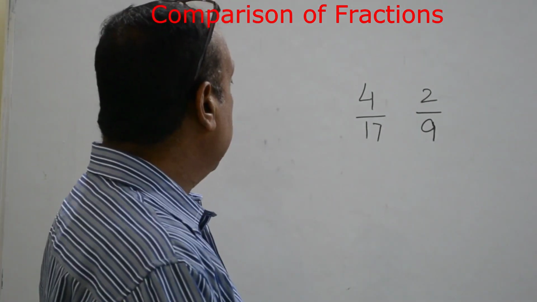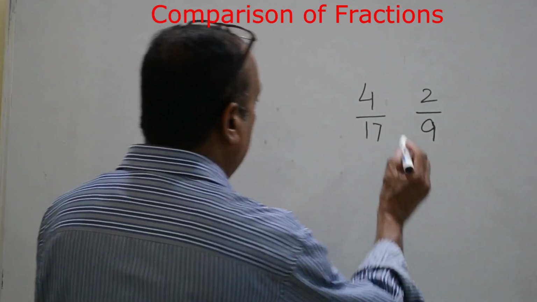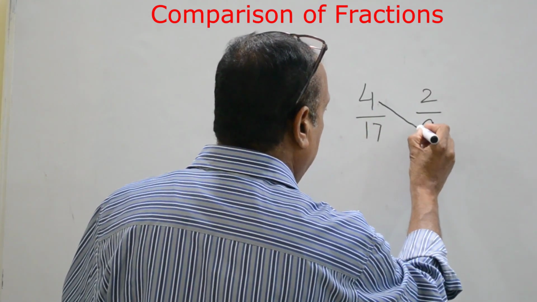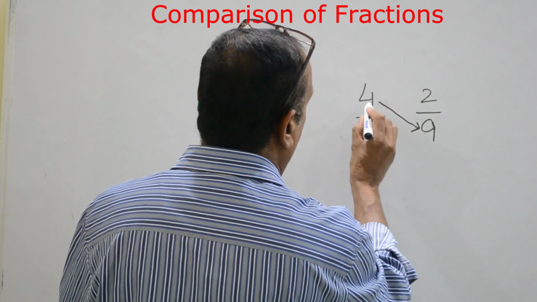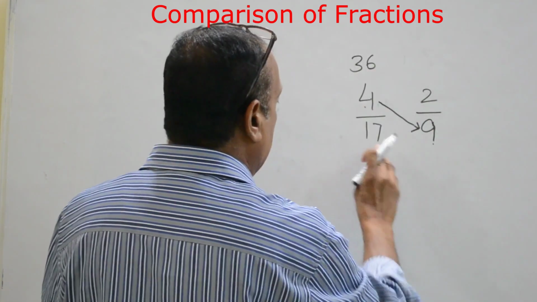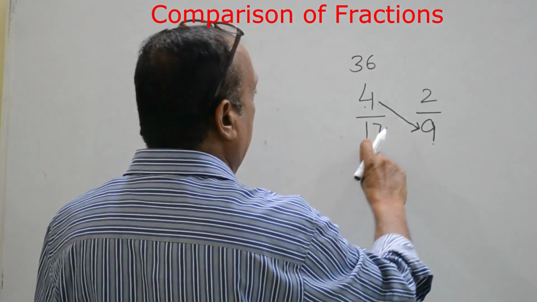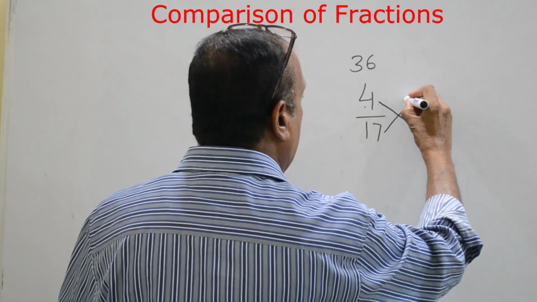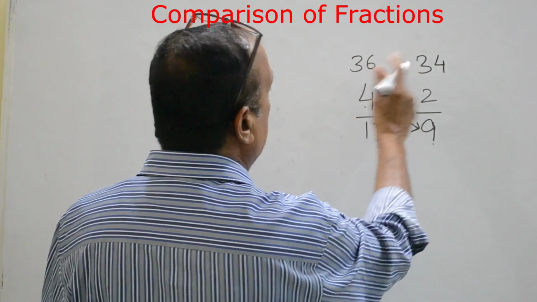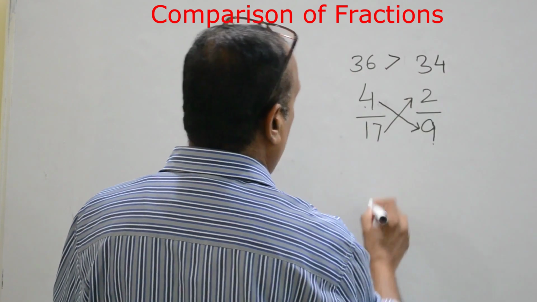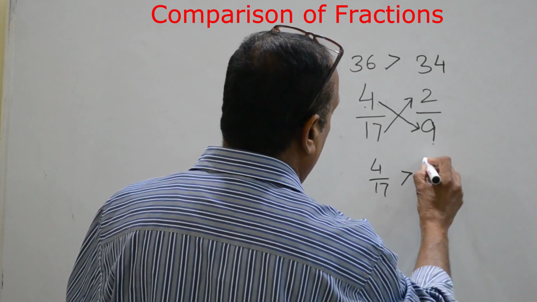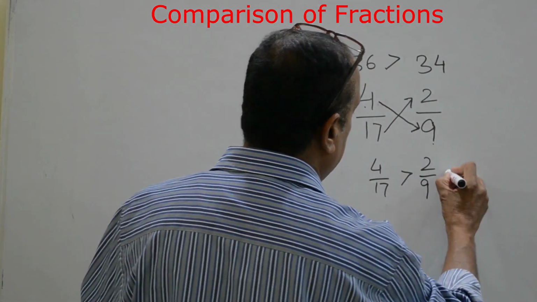Now let us do this example. Multiply the numerator of the first with the denominator of the second. 4 multiplied by 9 is 36. Multiply the denominator of the first with the numerator of the second, and we get 34. As 36 is greater than 34, 4 upon 17 is greater than 2 upon 9.